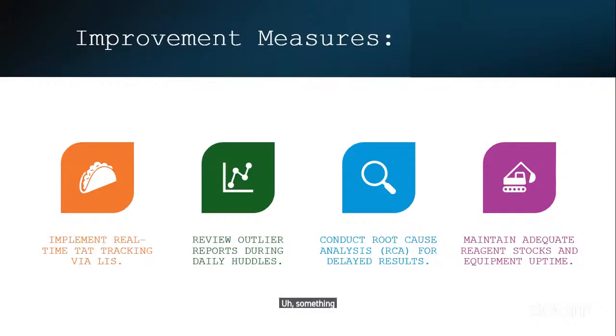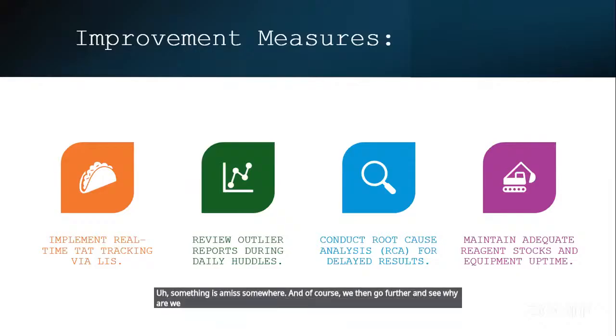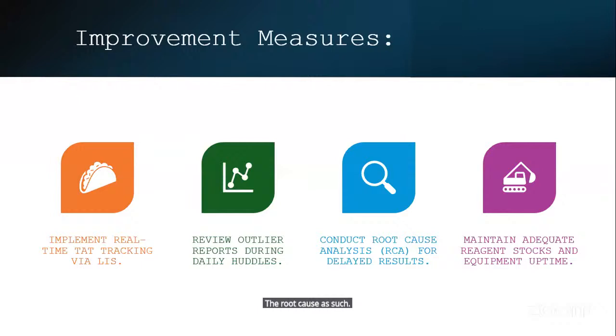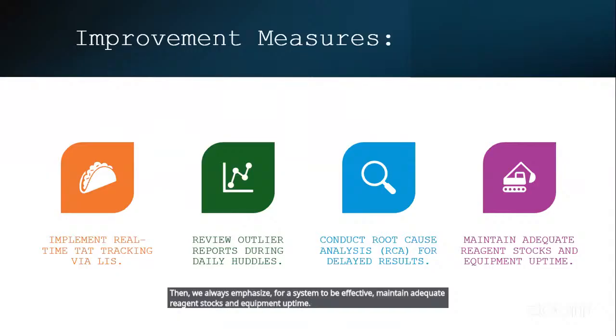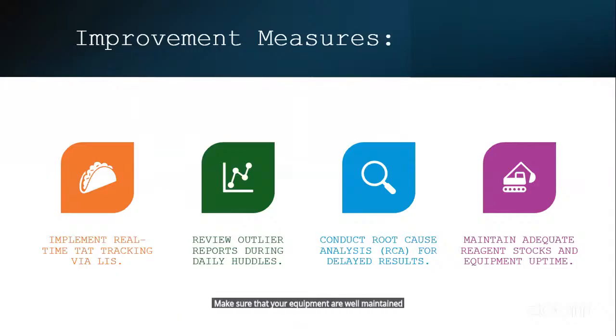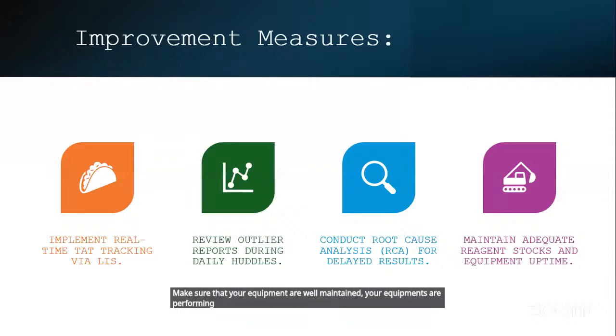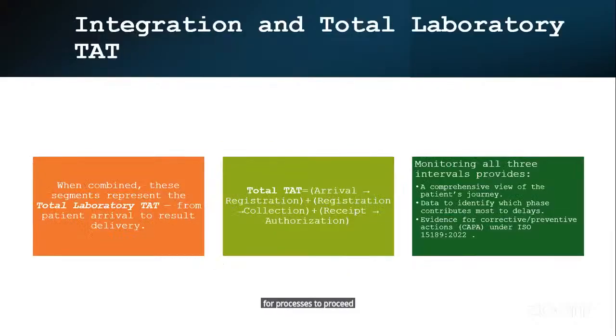something is amiss somewhere. And of course, we then go further and see why we are producing results beyond the declared TAT. So once you get the root cause, you come up with effective corrective and preventive measures. Then we always emphasize, for a system to be effective, maintain adequate reagent stocks and equipment uptime. Make sure that your equipment is well maintained and performing optimally, and that the reagents and consumables are actually available for processes to proceed as expected.